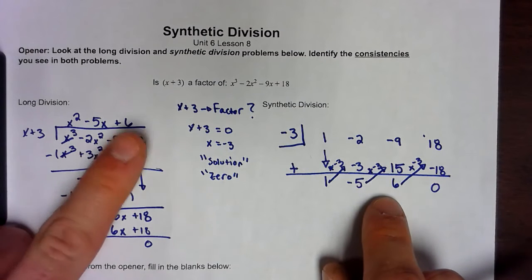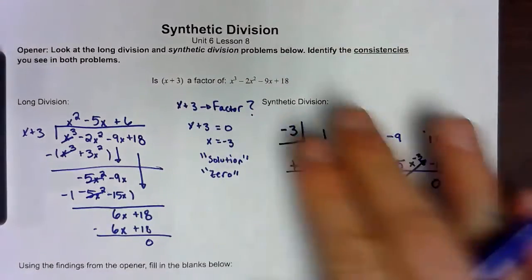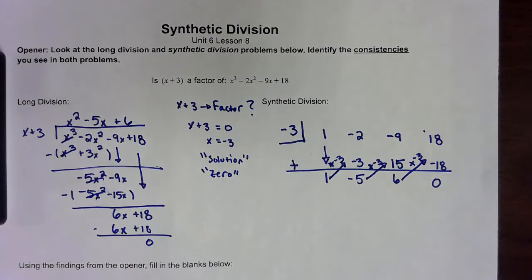This 6 corresponds to this 6. That is just a constant from our quotient from the long division. So we have accomplished the same thing over here. And look how much shorter and easier it is compared to long division.